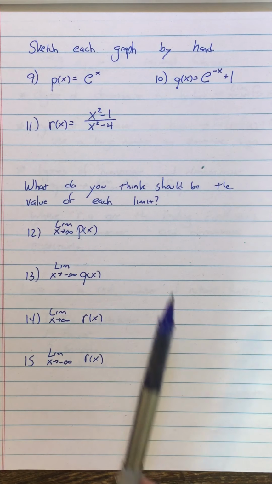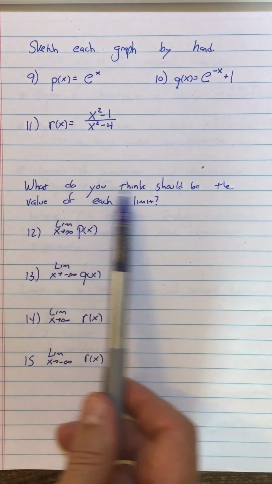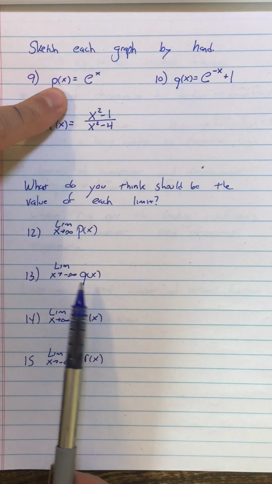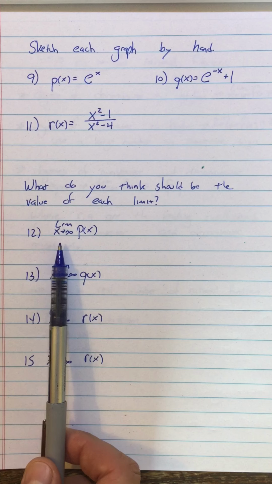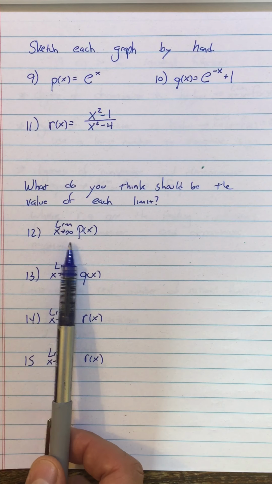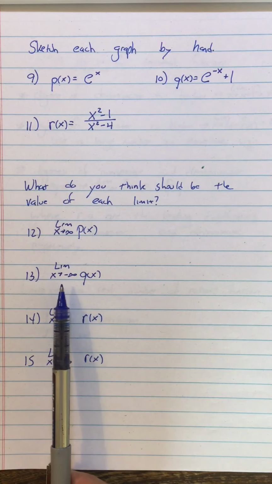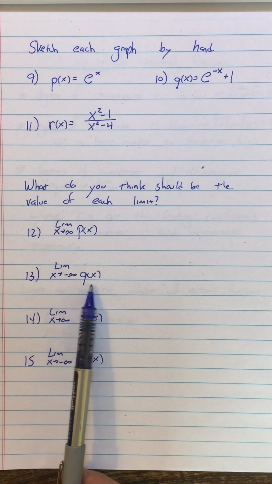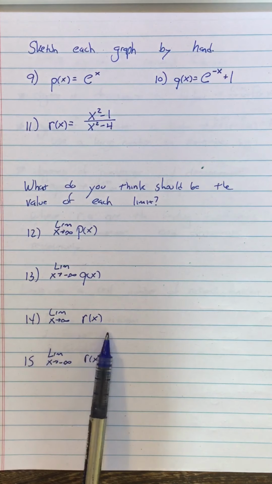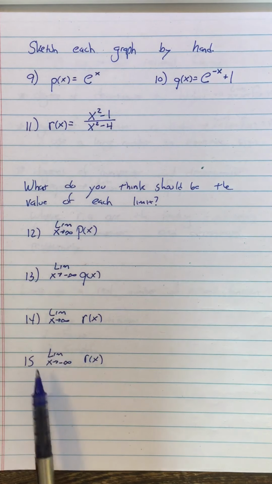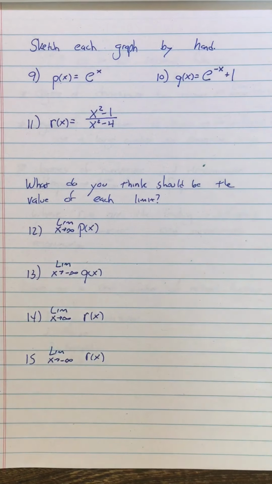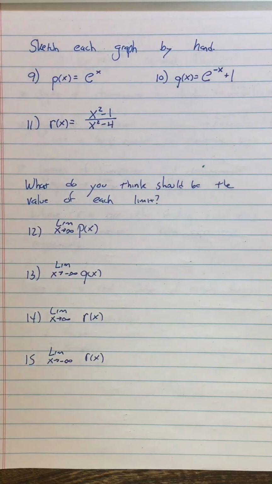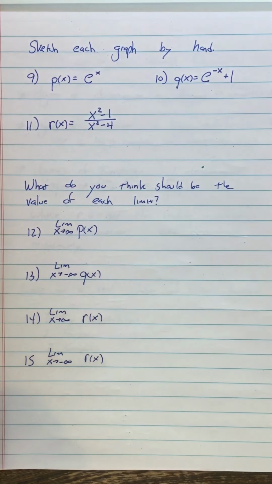Okay, now, once you graph those, I want you to think of what each limit should be. So I've got p, well, limit as x approaches infinity. This is the first time I've written that. The limit as x approaches infinity of p of x. What do you think it is? The limit as x approaches negative infinity of q of x. What do you think it is? And then the limit as x approaches infinity, limit as x approaches negative infinity of r of x. What do you think they are? So take a moment, take a pause, sketch these graphs, and tell me what you think those limits should be.